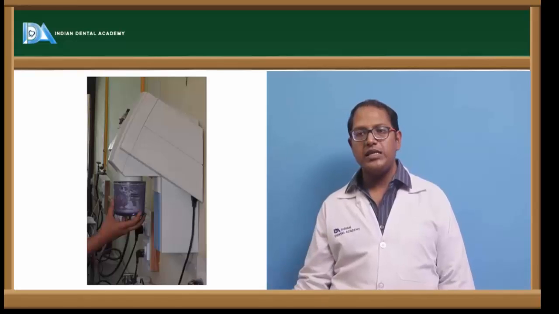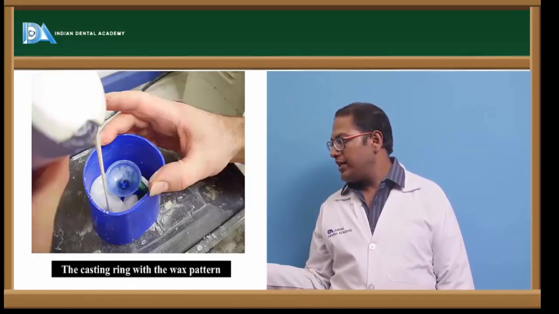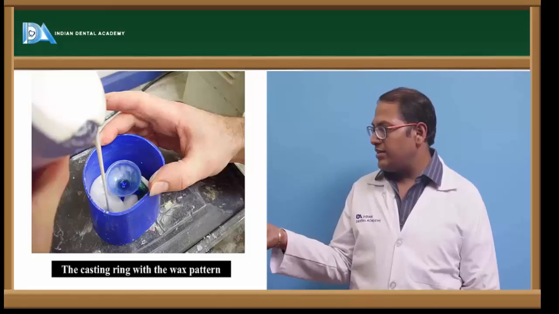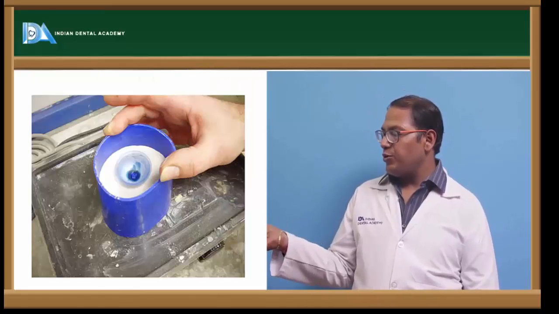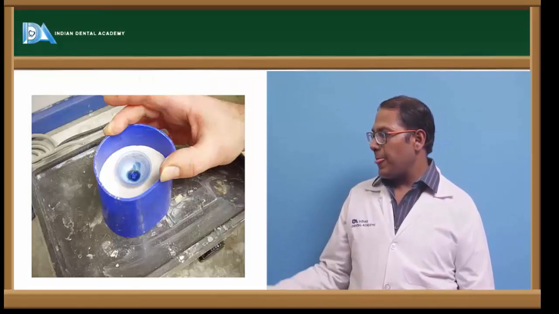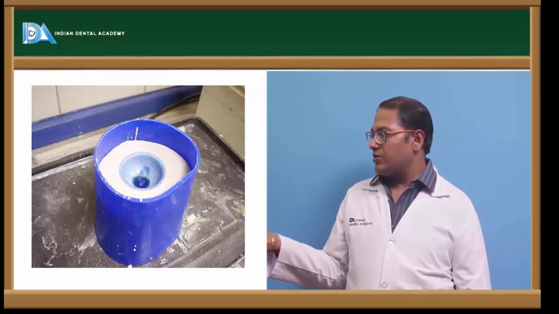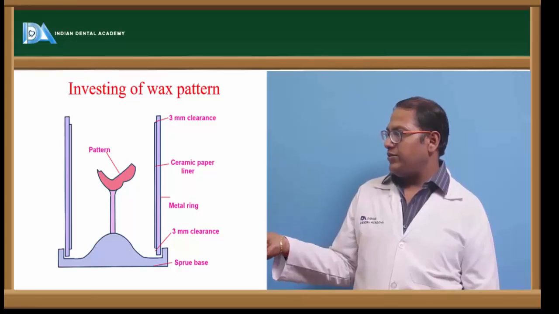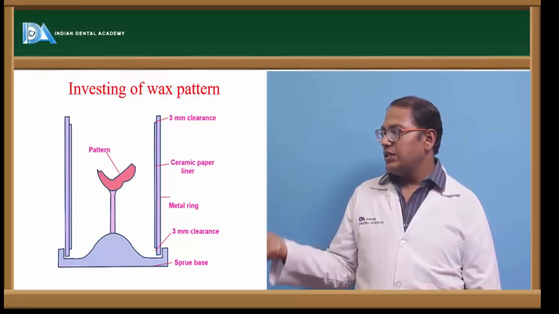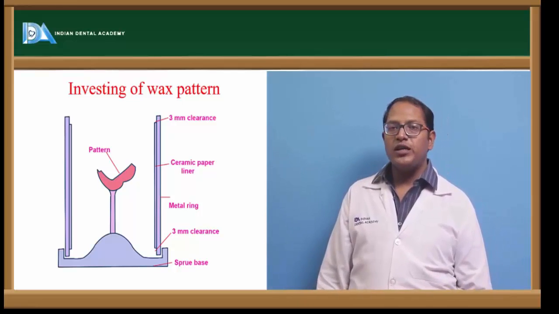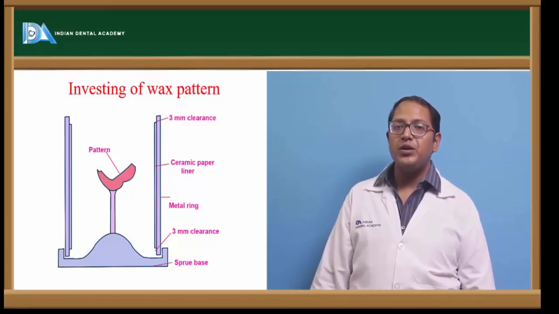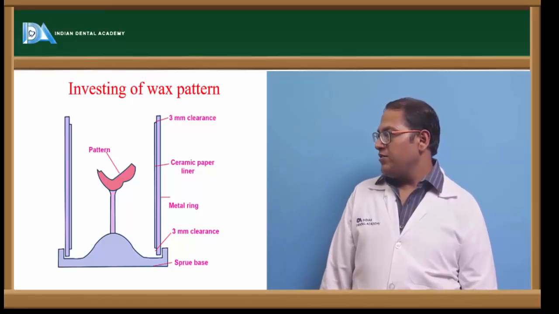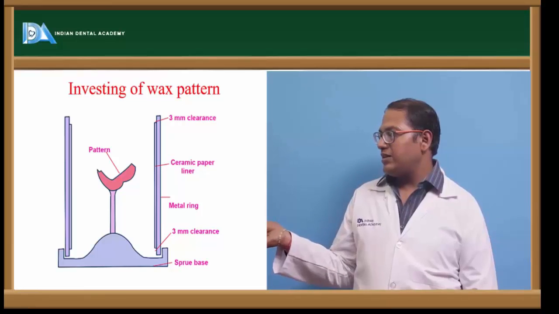This is a vacuum for investing material. We are investing the pattern, and then the casting ring. You can see the casting ring with the wax pattern. We are pouring the investment material. See the crucible former outside. The pattern and 3 mm clearance, so this is for the phosphate bonded. If it would have been for a gypsum bonded, we require 6 mm of clearance. We have a ceramic paper liner or a casting ring.